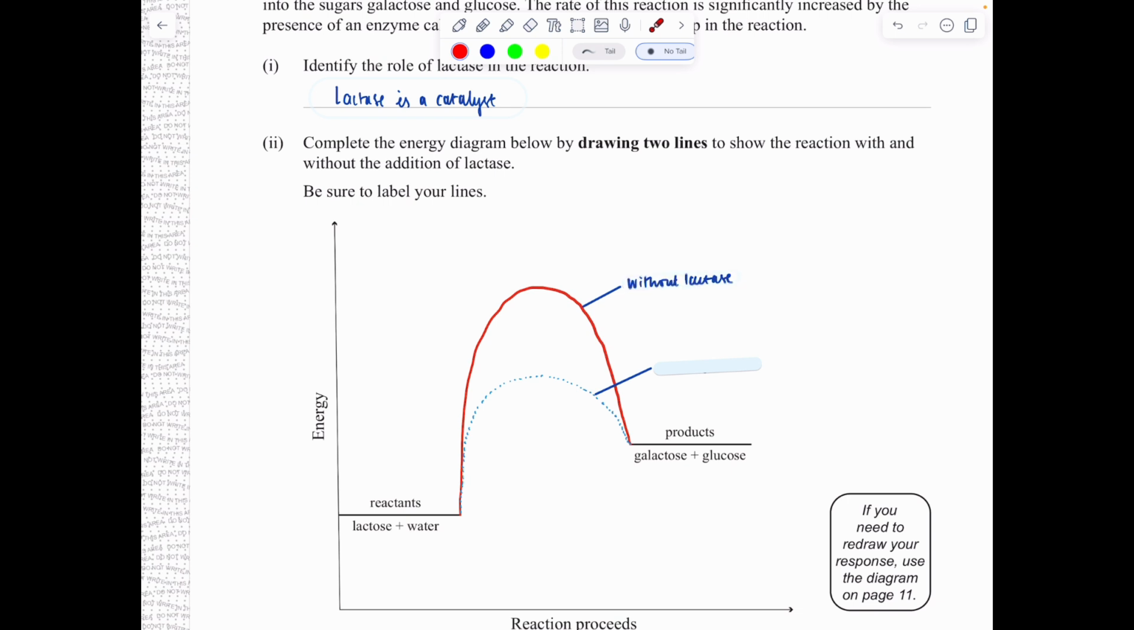So here we have it. This red line indicates the lack of lactase, whereas this dotted blue line indicates the presence of the lactase enzyme, which acts as the catalyst. The reason why this diagram is drawn the way it is, is because lactase, which is a catalyst, provides an alternative pathway with a lower activation energy. So less energy is required following this pathway for this reaction to actually occur.